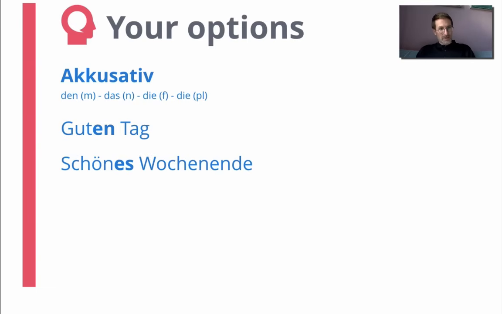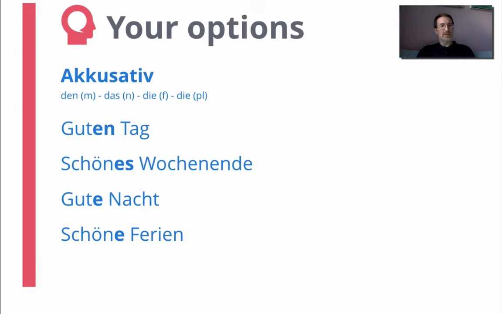Schönes Wochenende, another accusative. The gender of Wochenende is neuter. Gute Nacht, feminine. Schöne Ferien, nice school holidays. These are all wishes. Whenever you wish someone a good day, a good weekend, a good night, it has to be the accusative version. But let's take a look at the dative variants here, and then you see when to use that one. So dative, these are the endings again.